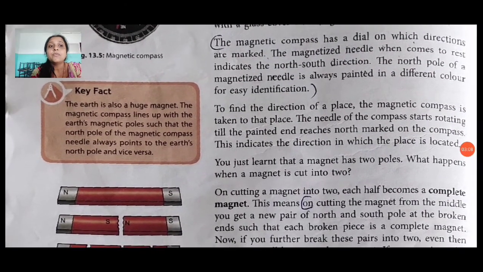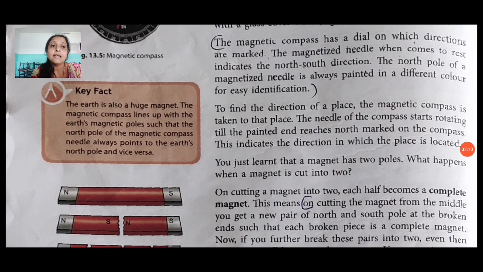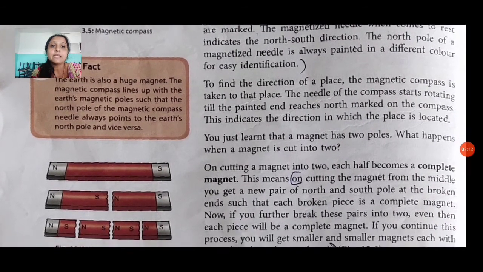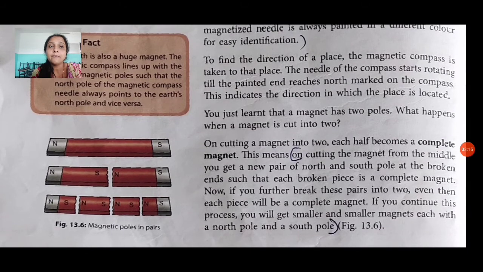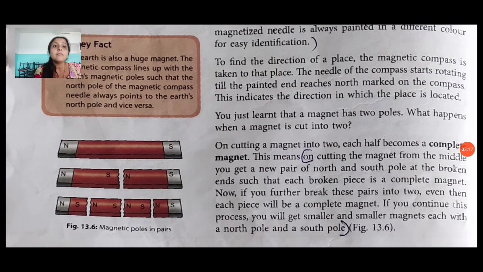You just learned that a magnet has two poles. Which two poles? North pole and south pole, N and S. What happens when a magnet is cut into two? On cutting a magnet into two, each half becomes a complete magnet. Each half becomes a complete magnet.